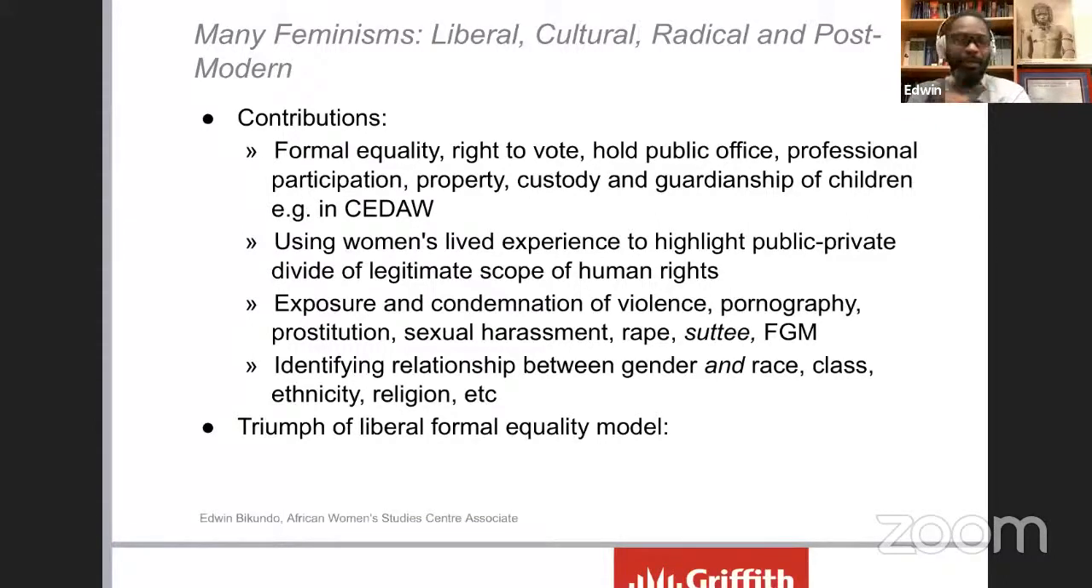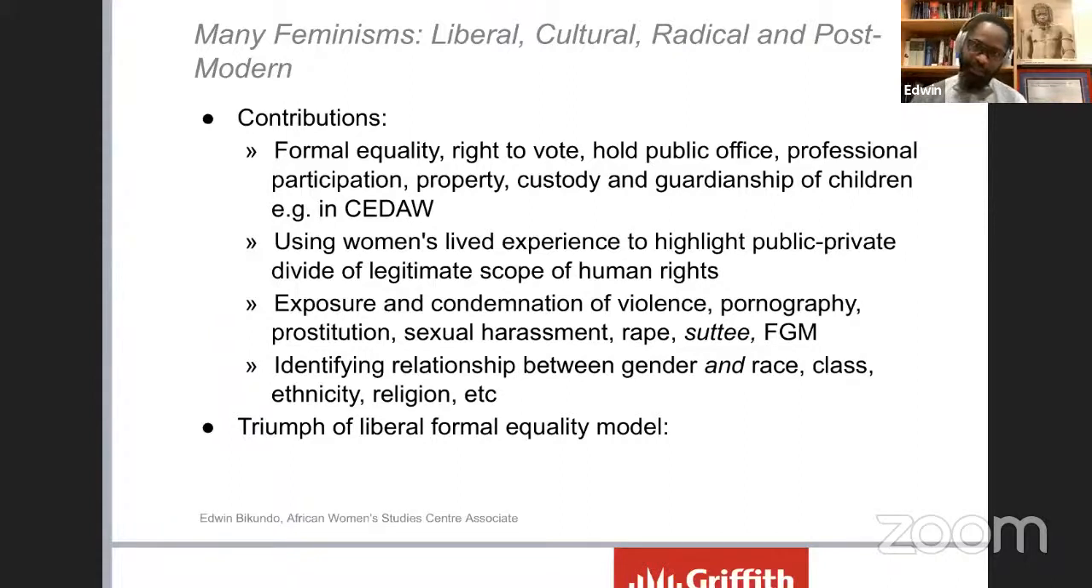Okay, but let me carry on and demonstrate this as opposed to just talking about it. Other things they have done is to expose and condemn the differential impact of violence, pornography, prostitution, sexual harassment, race, cultural practices like sati and female genital mutilation in the ways they disproportionately affect women. Particularly, the radical feminists have done a lot of work in this regard. And the Black feminists have identified relations between gender and race, as opposed to gender on the one hand and race on the other, as well as class, ethnicity, religion, and so on and so forth.